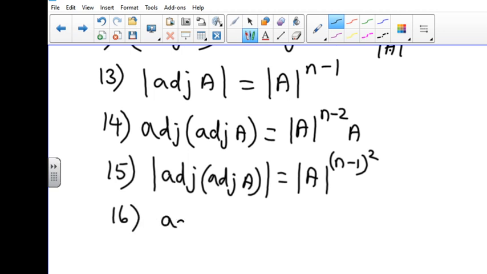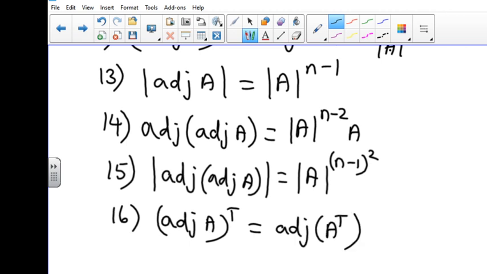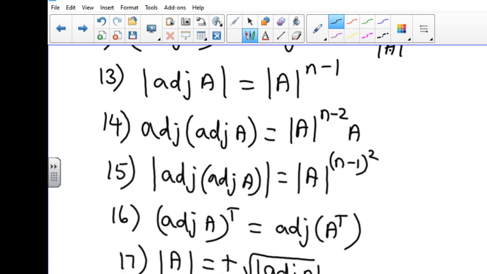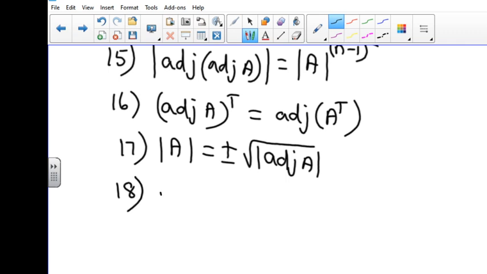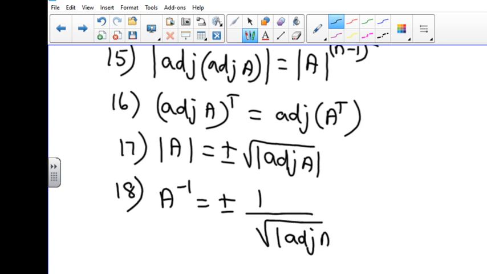Number 16, (Adj A) the whole transpose is equal to Adj of A transpose. 17th one, determinant of A is equal to plus or minus root of determinant of Adj A. Next, 18th one, A inverse is equal to plus or minus 1 by root of determinant of Adj A into Adj A. 19th one, A is equal to plus or minus 1 by root of determinant of Adj A into Adj of Adj A.